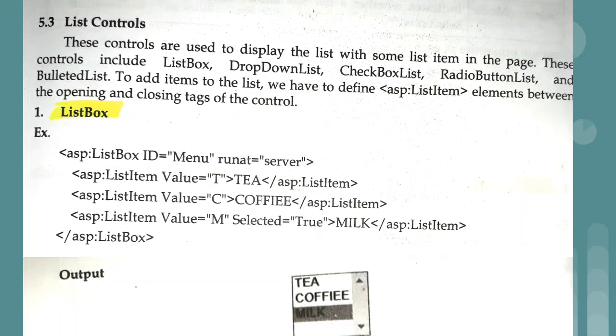So the first control that we are going to learn is the list box control. I have given one example of a list box control. To create the list box we have ASP colon list box. ID and runAt are the default properties which are set for each and every ASP server control. Then in this program I have added tea, coffee, milk as text, and there is one more attribute which we have set for the list item, that is value. This is the basic example which is there in your textbook. Now we are moving to the next slide.